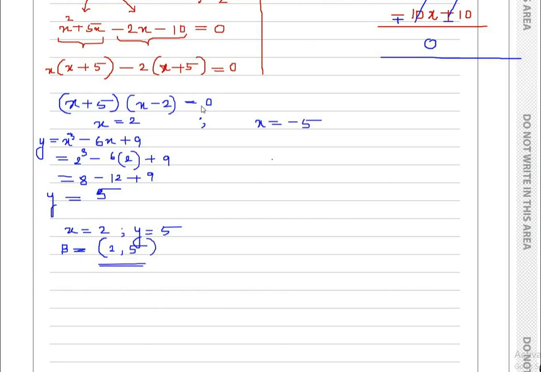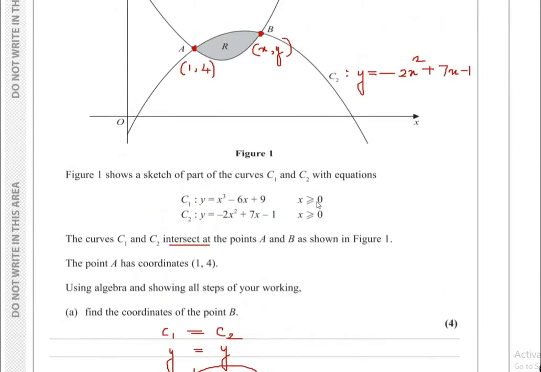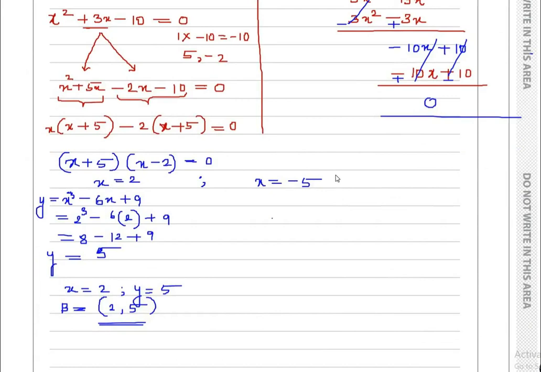We are not going to take the x equal to negative 5 coordinate, because we have clearly mentioned here that x is greater than or equal to 0. Since negative 5 is less than 0, we are not going to take this x value. So this gives you the coordinate of B, that is 2, 5.